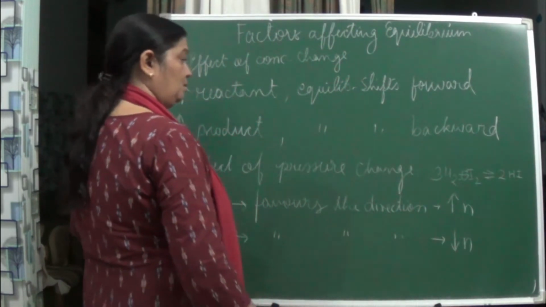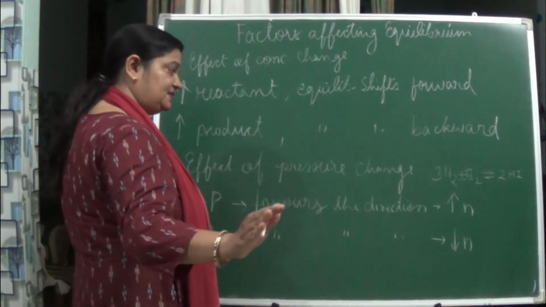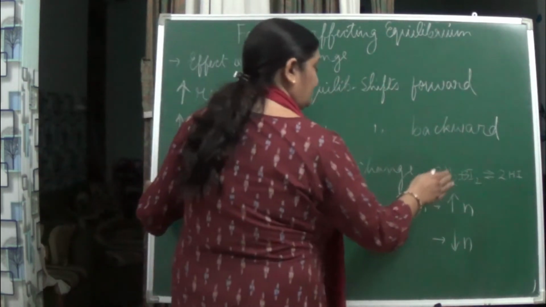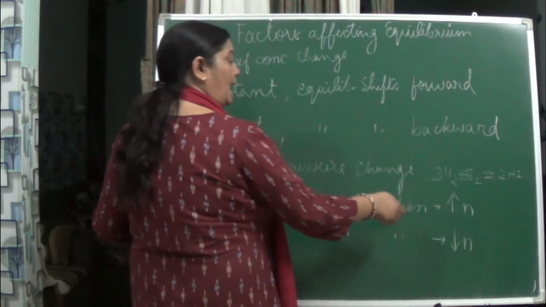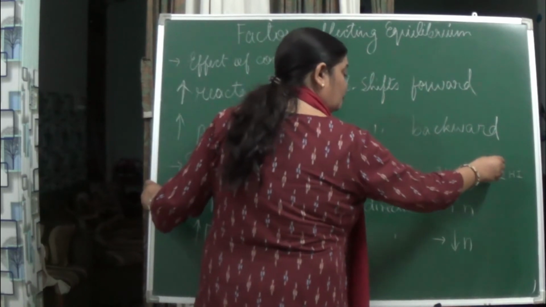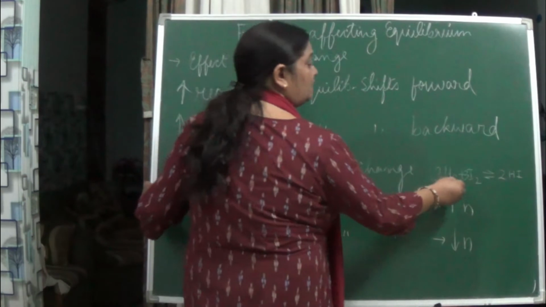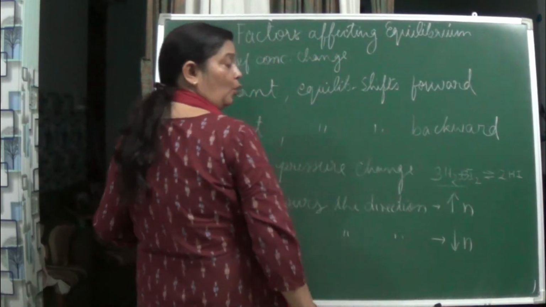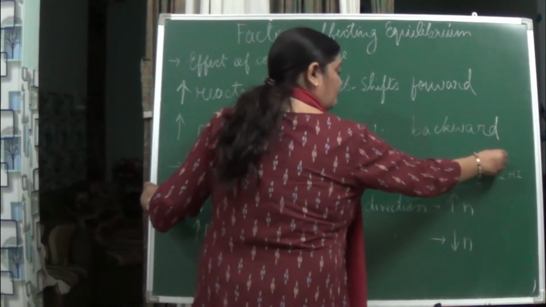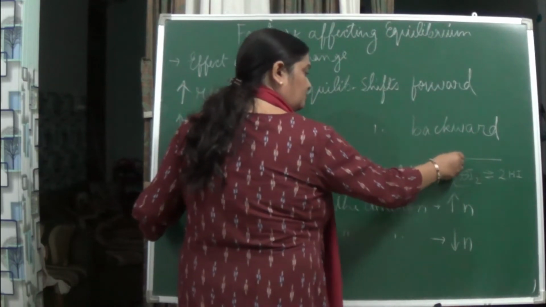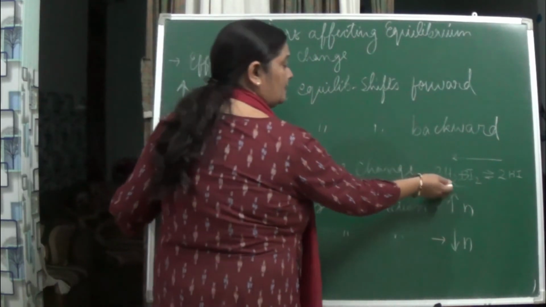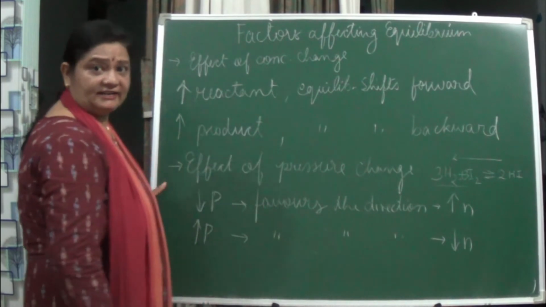I said to you, if the pressure is less, what will happen? It will favor the direction. Which direction will it favor? Where the number of moles is more. So it will favor in this direction. It means, according to the example, in the direction of the reactants.